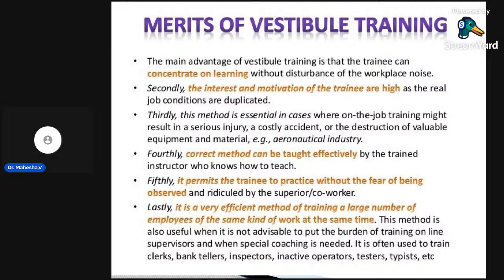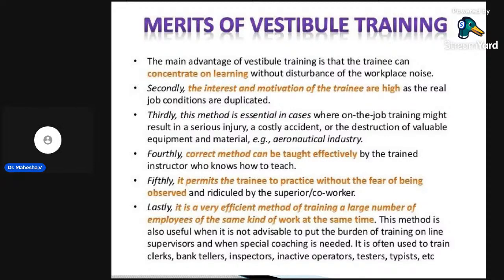Secondly, the interest and motivation of the trainees are high as the real job conditions are duplicated. A lot of motivation and interest will be created among the employees in order to make them learn. Without motivation, as you have learned in the learning principles, without proper motivation and guidance, one cannot learn, and when one cannot learn, we cannot expect quality or positive feedback or positive output from them. That's why motivation is very essential. That can be done in the case of vestibule training.